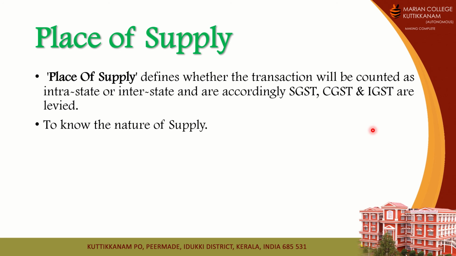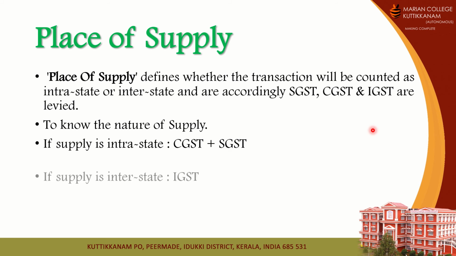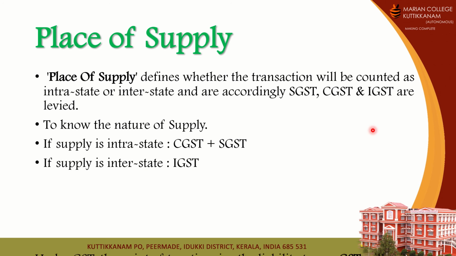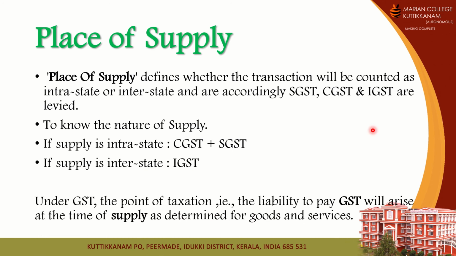The place of supply helps to know the nature of supply. If the supply is intrastate, then the tax to be levied is CGST and SGST. And if the supply is interstate, what is the tax to be charged? It is IGST, that is Integrated Goods and Services Tax. Therefore, under the GST regime, the point of taxation, that is the liability to pay the GST, will arise at the time of supply as determined for goods and services. The concepts of time of supply and value of supply will be discussed in the coming videos.